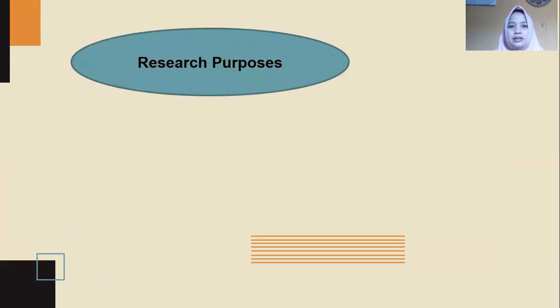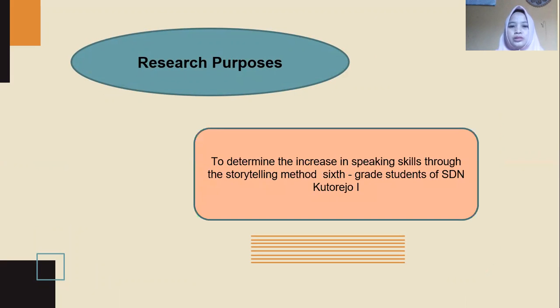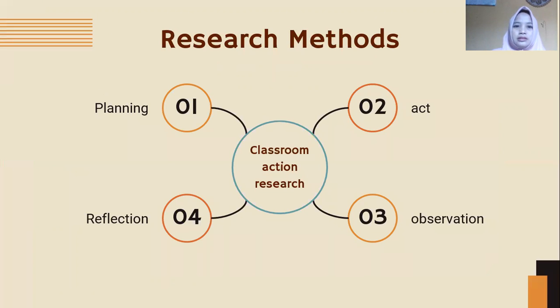Research purpose. To determine the increase in speaking skill through the storytelling method of 6th grade students of SDN Kutorjo 1. Research method using classroom action research. Each cycle consists of 4 steps, namely number 1, planning, number 2, action, number 3, observation, and the last, reflection.